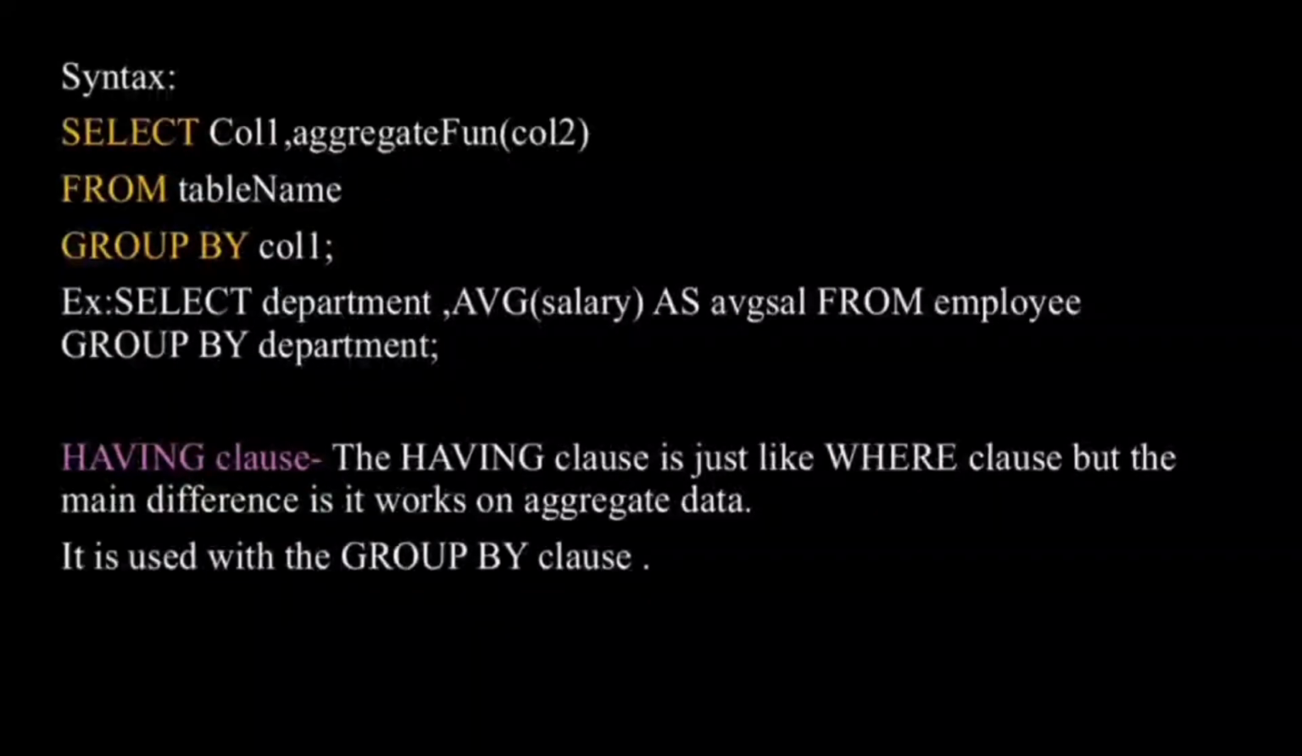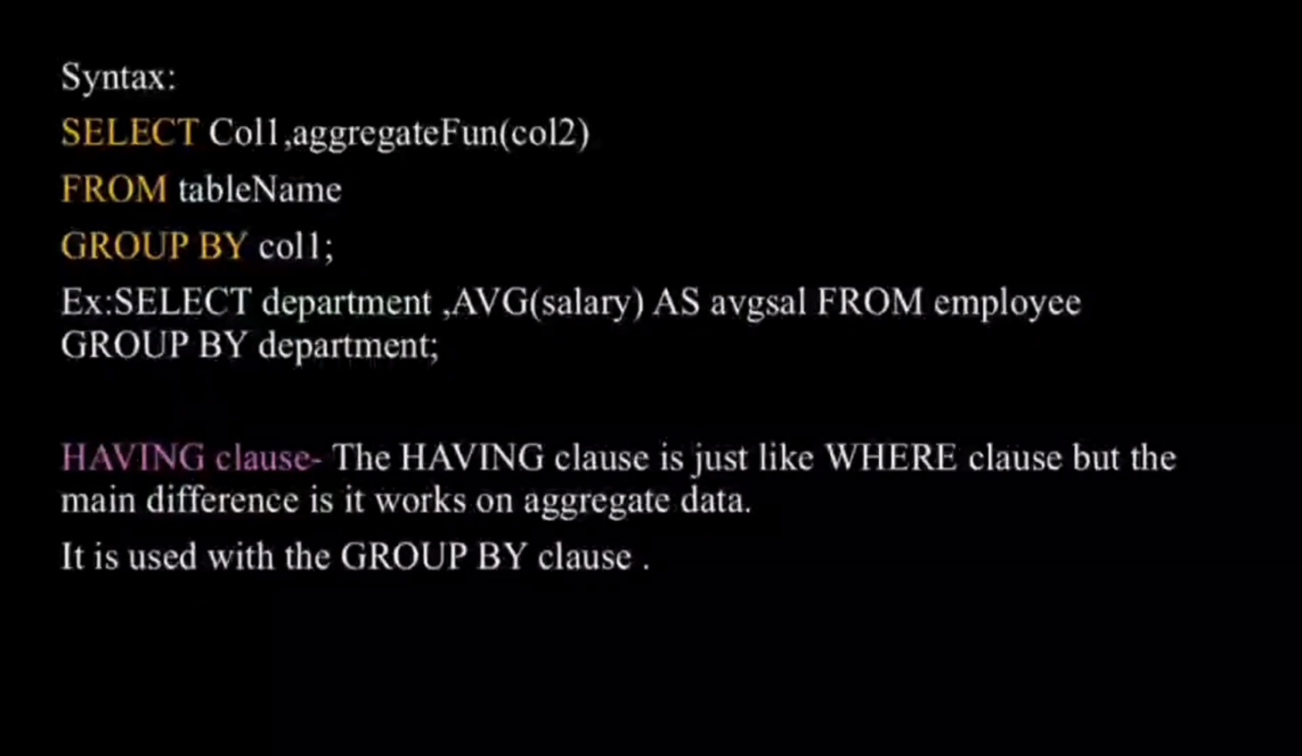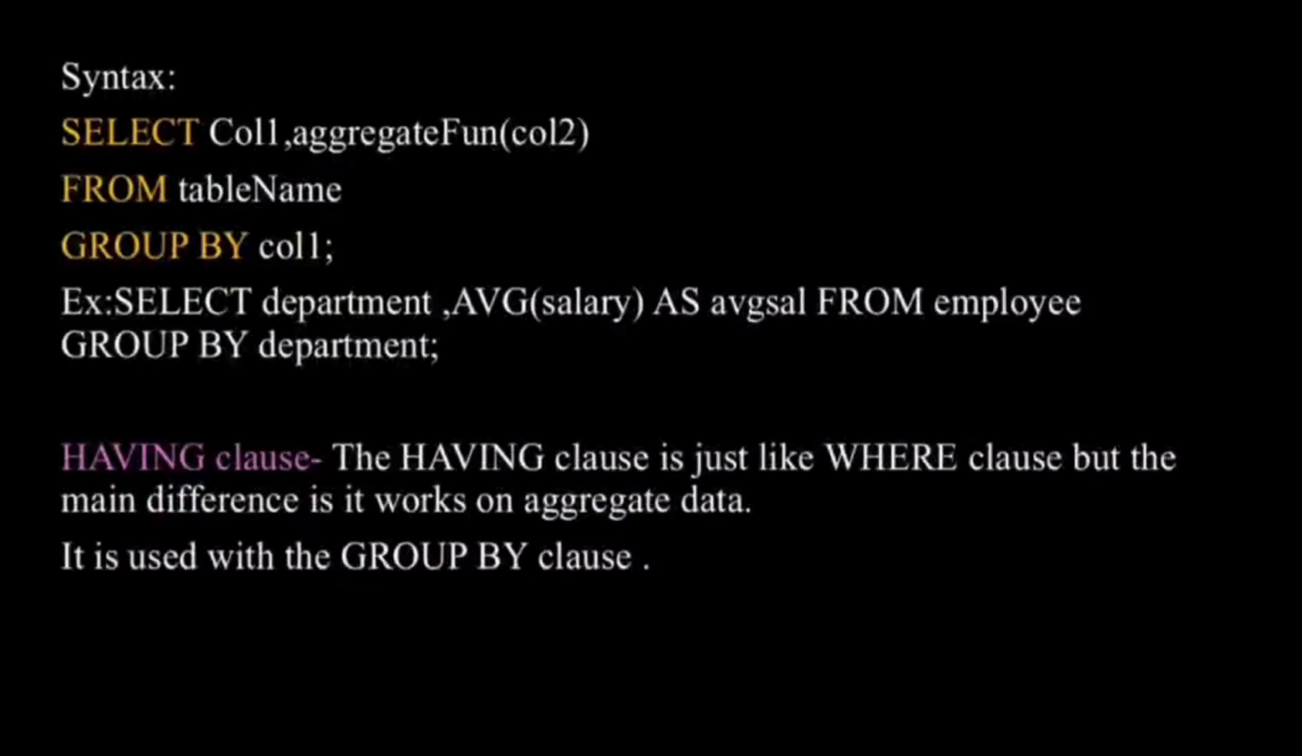Let's understand with an example. Let's say you want to group employees by department and calculate the average salary for each department. Then you would use the GROUP BY clause along with aggregate functions like AVG. Here is how you would write the query: SELECT department, AVG(salary) AS average_salary. This selects the department and calculates the average salary, and AS average_salary gives a name to the calculated column for better readability.